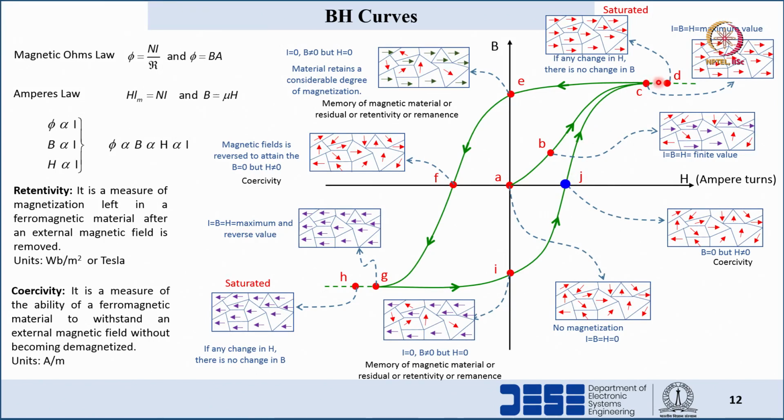So if we see the BH loop for an alternating quantity, we can see the blue colored dot point, which is varying from point J, C, E, F, G, I and J. That loop is the actual BH loop for a material if alternating B fields are there.